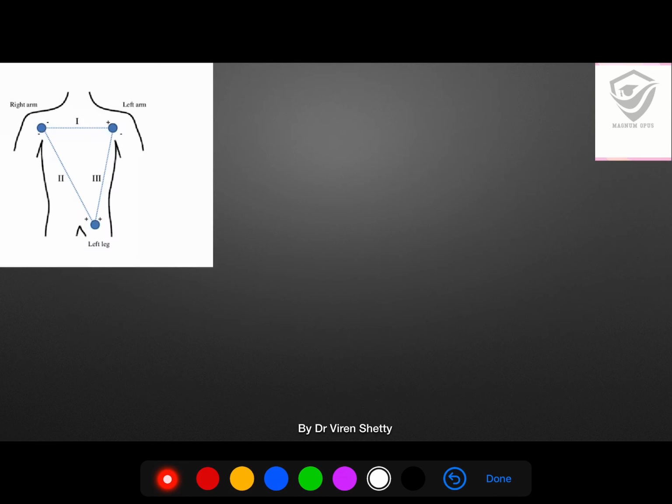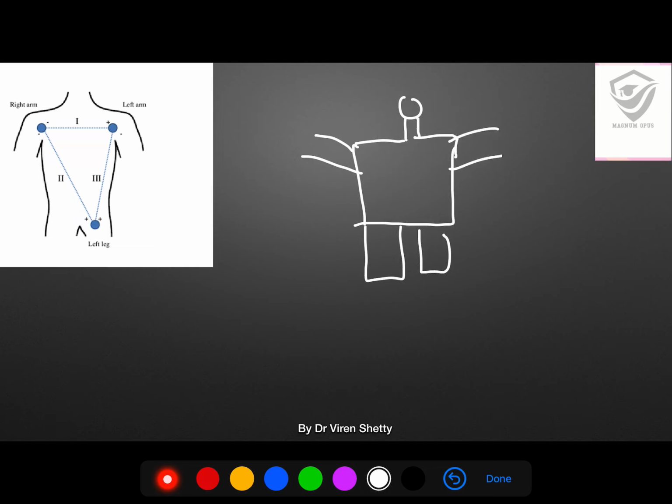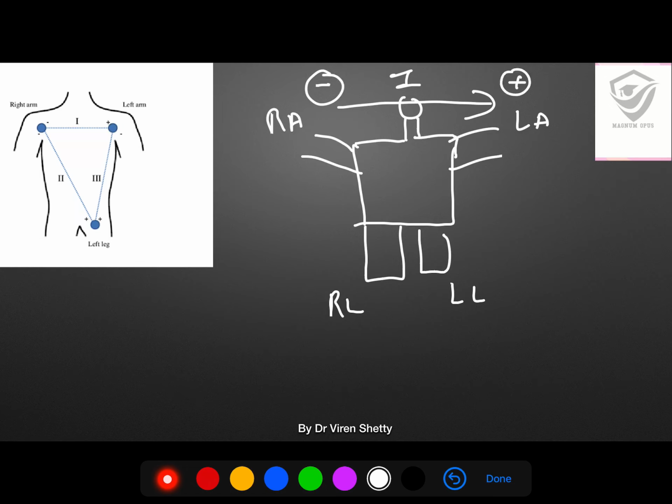So he created the bipolar leads by taking into consideration the arms. So we'll just try to show that. So the right arm, right leg and left leg. Lead 1 was placed across right arm to left arm, where right arm was negative and the left arm was positive. Lead 2 was placed from right arm to left leg, where the right arm had negative charge and the left leg was given the positive charge.